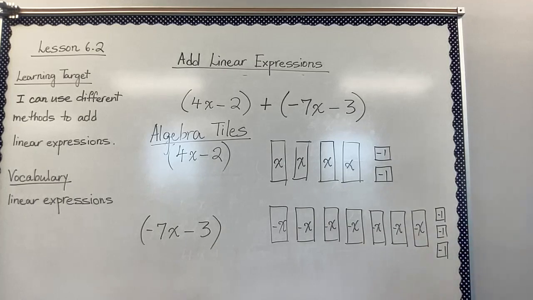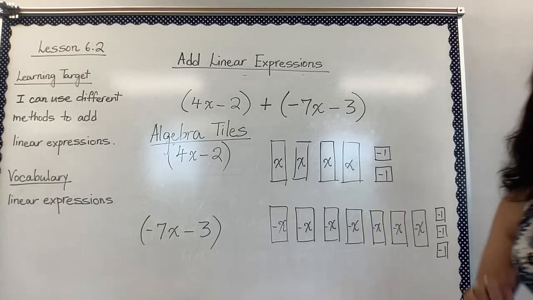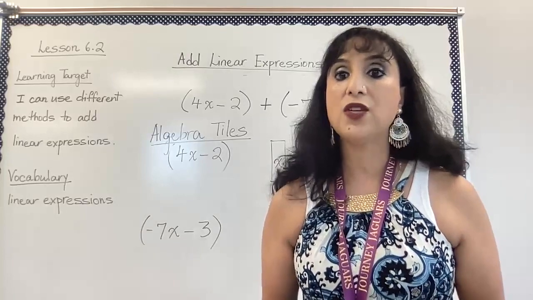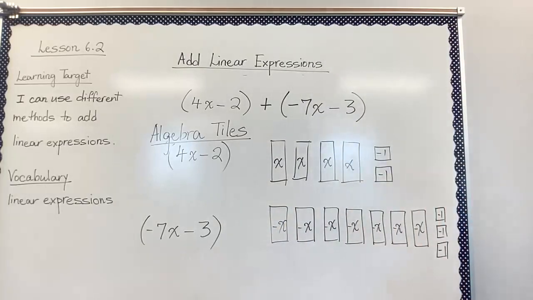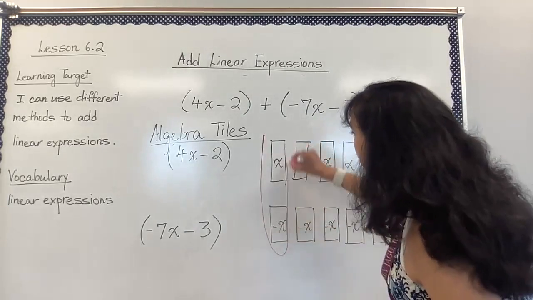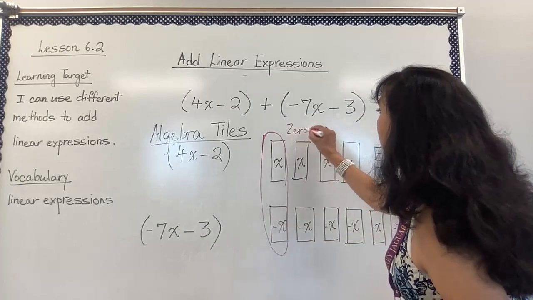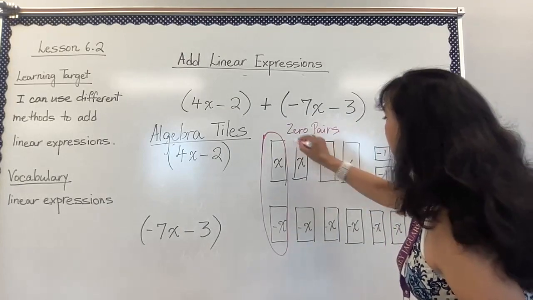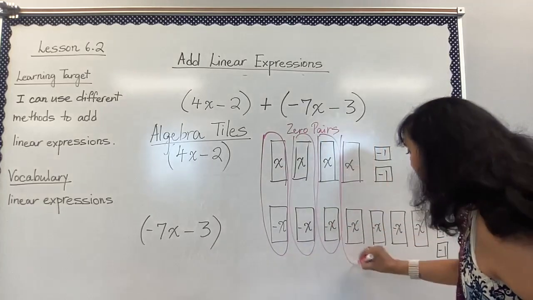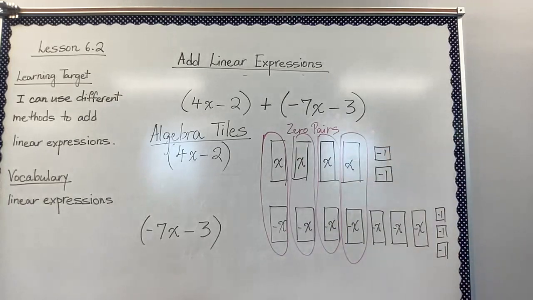After this, I am going to look at where are my 0 pairs. A 0 pair is created by 1 positive and 1 negative, just like saying 1 minus 1 gives me 0. So that is why I'm going to create 0 pairs now. I have 1x minus x. Here's my first 0 pair. Here's another 0 pair and another 0 pair, and I have another 0 pair. x minus x, x minus x. So I am creating 0 pairs.